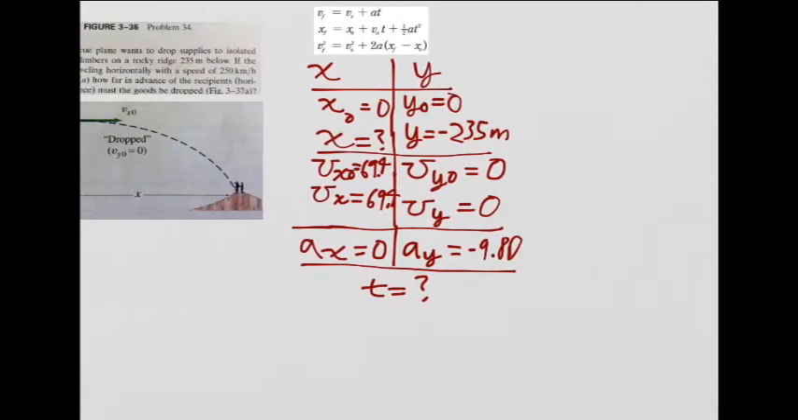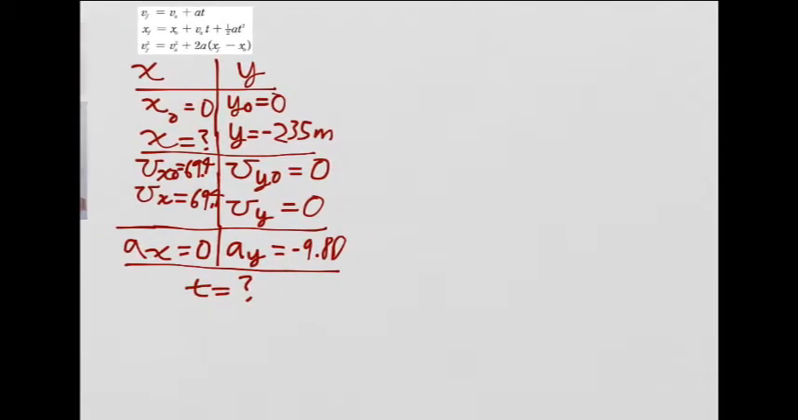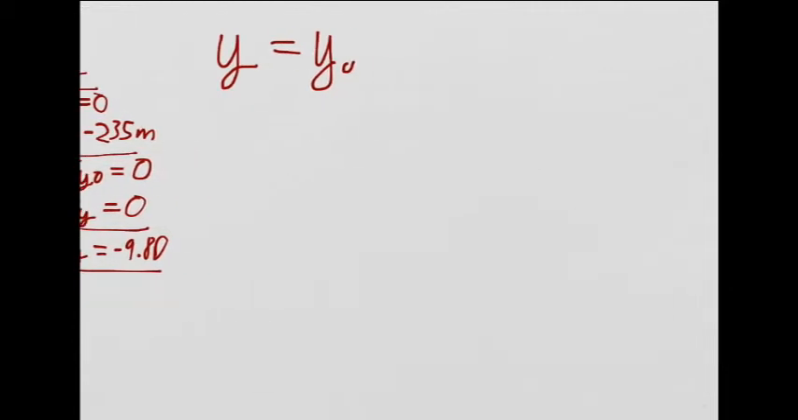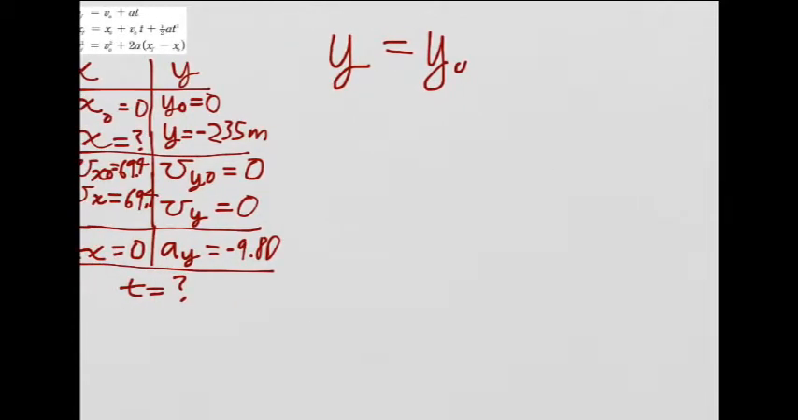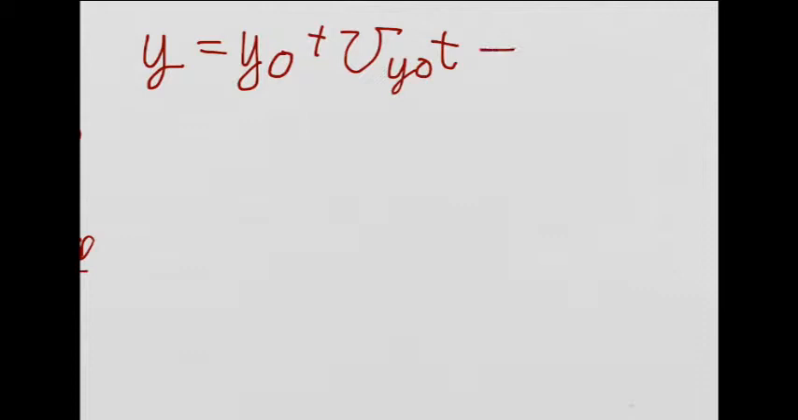Now, the first thing I'm going to do is find time. Since I don't have all the information on the X side, I'm going to use the Y side to find time. I'm going to use the second equation here. So let's write it out for y. Y final is equal to y initial plus initial velocity in the y direction times time plus 1/2 acceleration in the y direction times t squared.